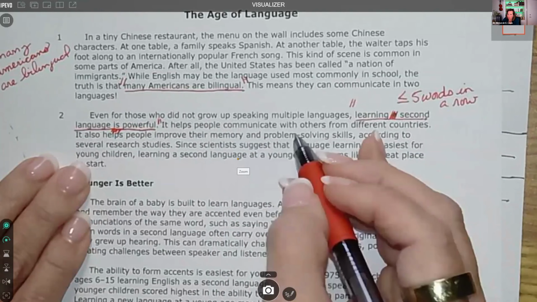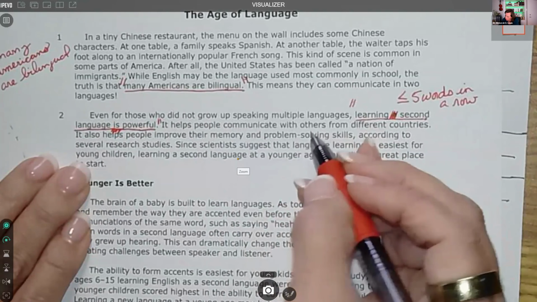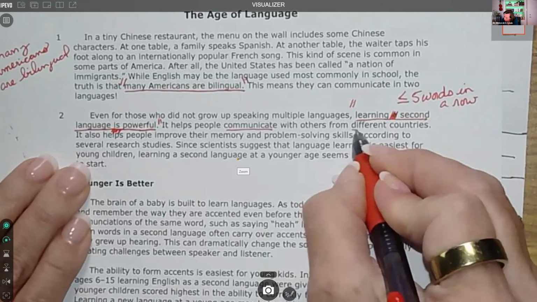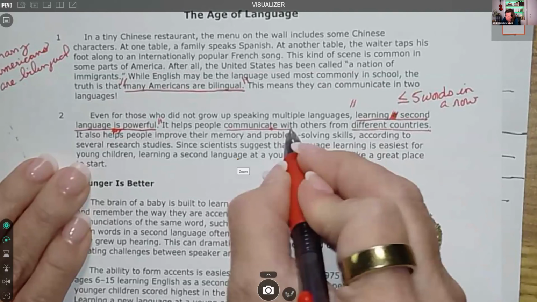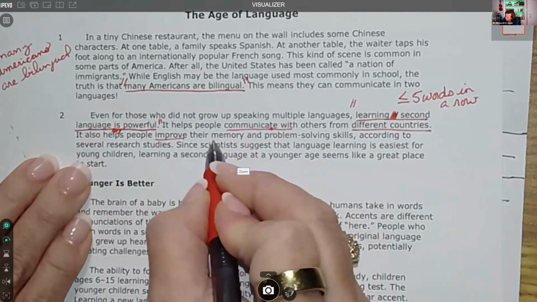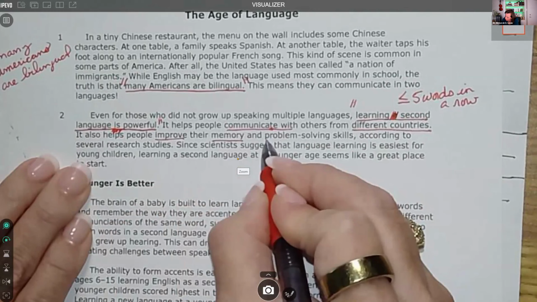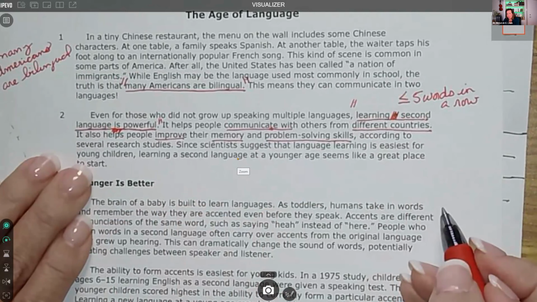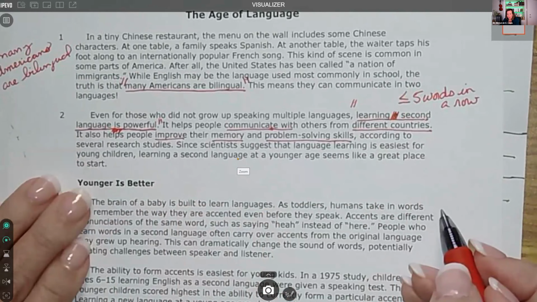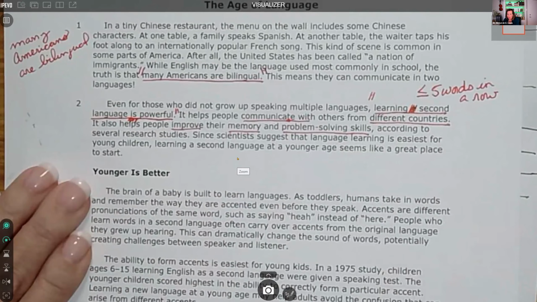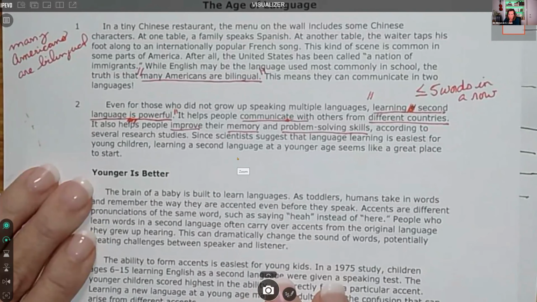So right off of there, those 2 sentences, I'm going to have them underline communicate with different countries, improve memory, and problem-solving skills. So I'm going to teach them how to be very discerning of what they underline. Since scientists suggest that language learning is easiest for young children, learning a second language at a younger age seems like a great place to start.